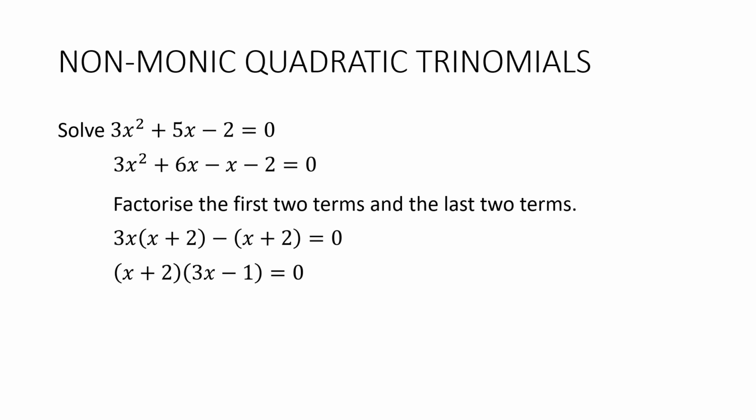And don't forget to finish this off. We still need to solve the equation. What makes 0 here? Negative 2. What makes 0 here? 1/3.